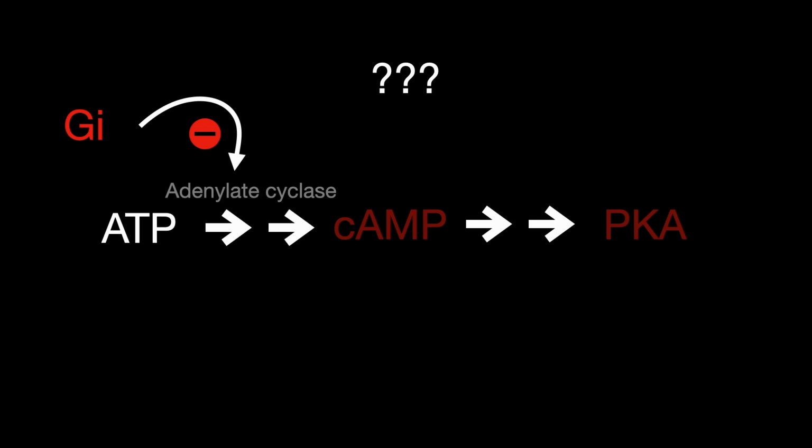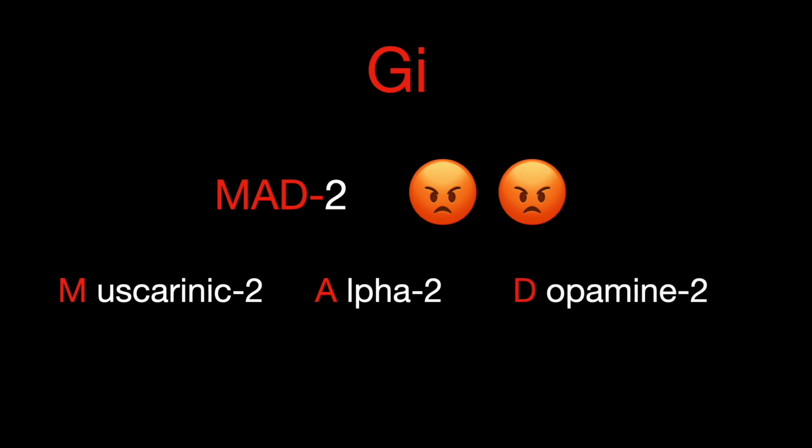Let's set up the equation then. GI equals inhibition. So, which receptors are GI coupled? We will remember them with this word. MAD2: M for muscarinic 2, A for alpha 2, D for dopamine 2.